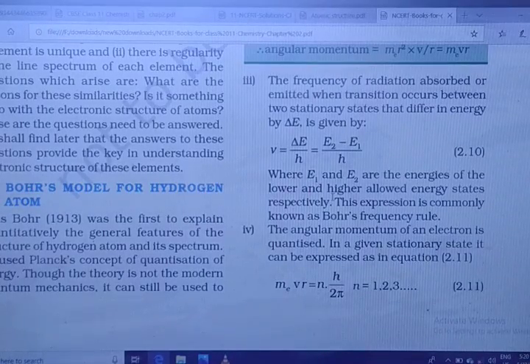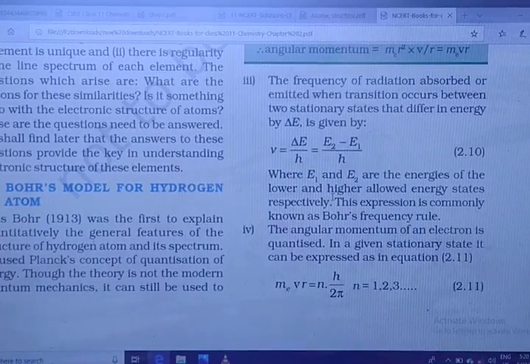Now here delta E is E2 minus E1, E final minus E initial. So after getting the formula E is equal to h nu, delta E will also be equal to h nu. So nu will be delta E by h, and delta E is E2 minus E1, where E1 and E2 are the energies of the lower and higher allowed energy state respectively. This expression is commonly known as Bohr frequency rule.